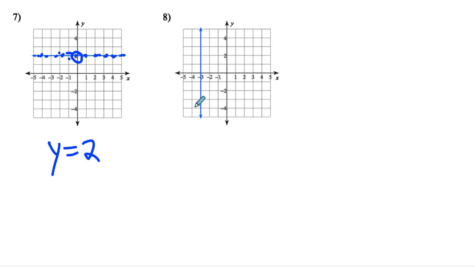This one's really similar, except that if I think about all the points on this line, anywhere, in both directions, forever, what do they have in common? Well, they have an x value in this case of -3, every single one. So my equation is x equals -3. That's totally fine, and that's a good description of this line. Okay, there you go.